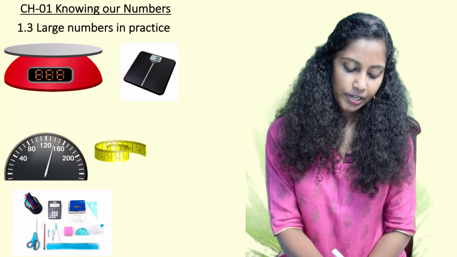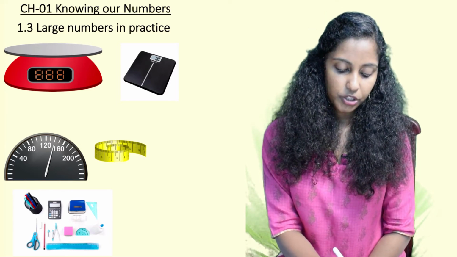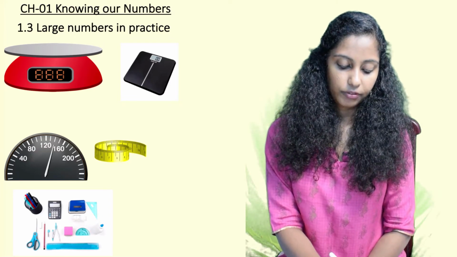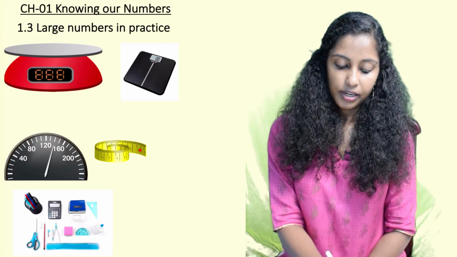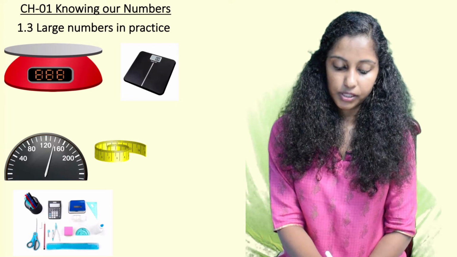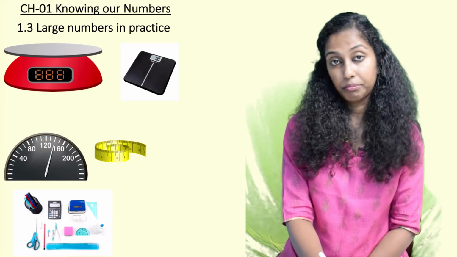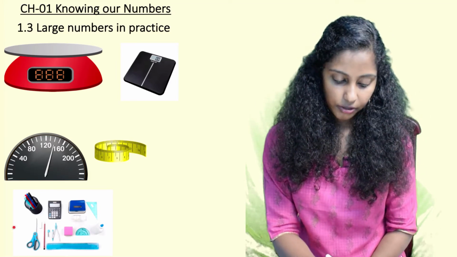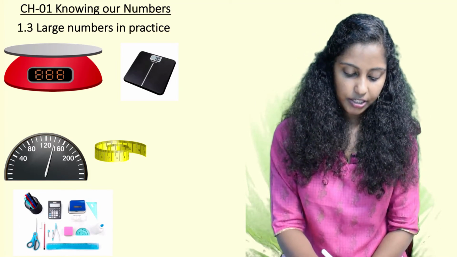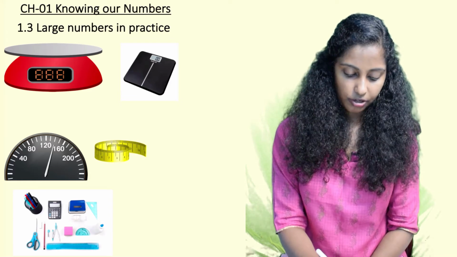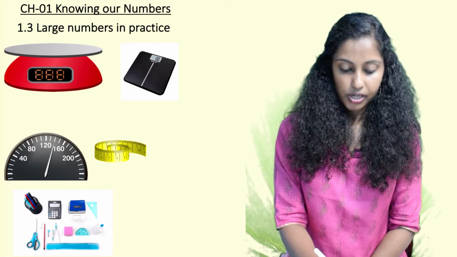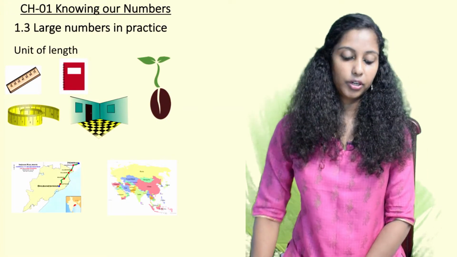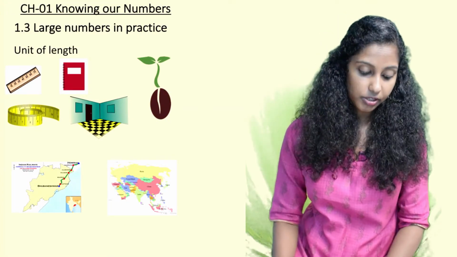Then this is a speedometer which you see in vehicles, which is used to measure the speed of the vehicle. This is an inch tape, which you will see with the tailor, where the tailor measures the cloth and takes a measurement. And here you will see various items which are used to measure various quantities. Today we are going to learn more about large numbers in practice.